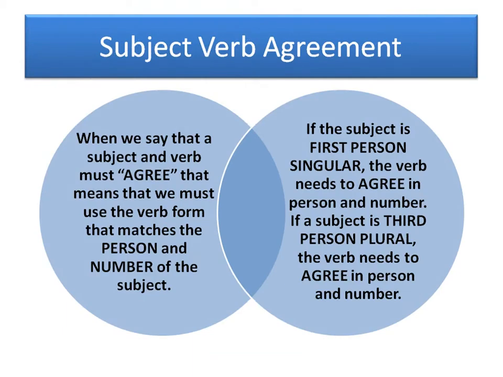Subject-verb agreement means that we need our subjects and our verbs to behave together in particular ways. When we say that a subject must agree with a verb, that means that it must use the verb form that matches the person and number of the subject. If the subject is first person singular, like I, the verb needs to agree in person and number: I am. If a subject is third person singular, like he, then we need the verb to agree in person and number: he is.